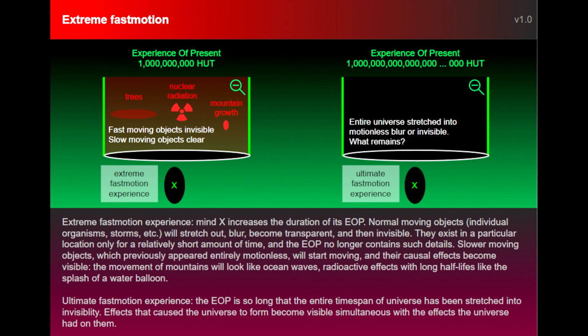Ultimate fast motion experience: the EOP is so long that the entire time span of the universe has been stretched into invisibility. Effects that caused the universe to form become visible simultaneous with the effects the universe had on them. Extreme fast motion can make macroscopic, long-lasting processes visible.